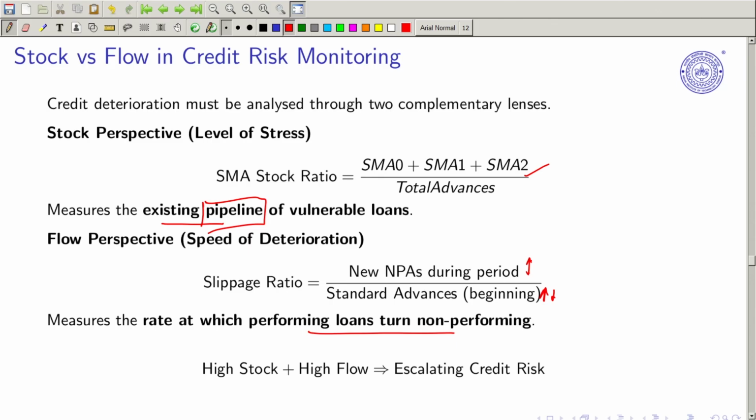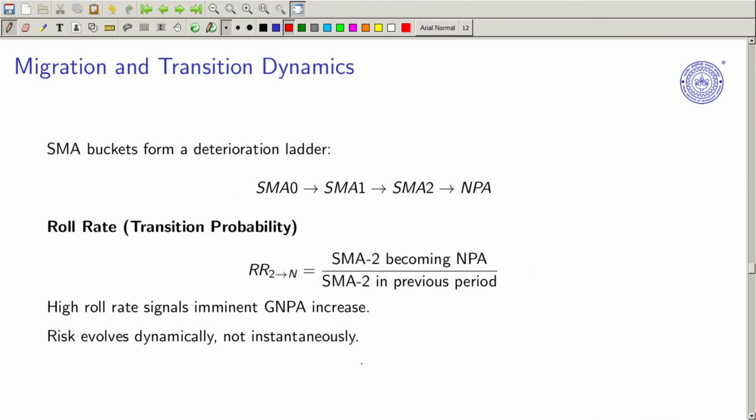So a high stock, the level of high SMA stock, and high flow, which is related to slippage, how many are turning into NPAs, lead to unbearable credit risk. This is what we often mention. Now, SMA buckets from deterioration go like this. This is the normal channel: SMA 0 first, then SMA 1, SMA 2, and it leads to NPAs.